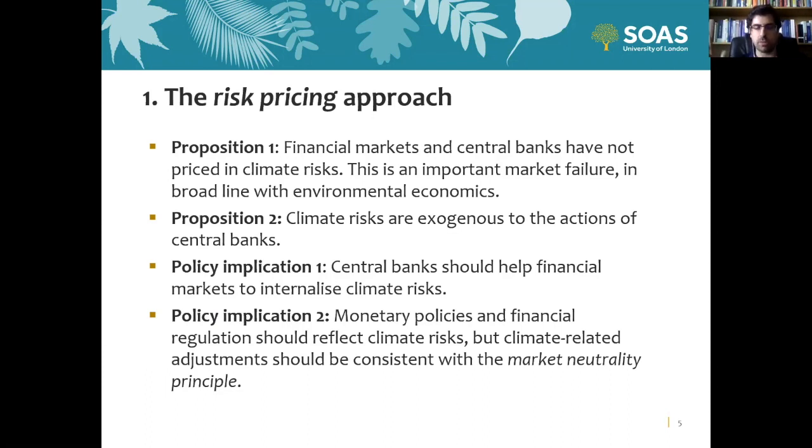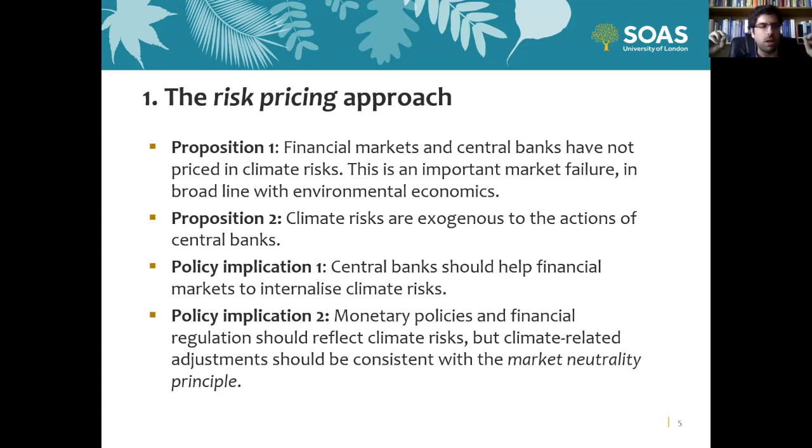And in that sense, what they suggest is that we need to price carbon in order to solve the problem. Now, this can be extended to the financial markets. And the idea here is that financial markets and central banks have failed to price in climate risks. So the main argument is that so far, financial institutions have not taken into account this market failure. And as a result of that, we have an externality that needs to be addressed. So this is the first starting point.